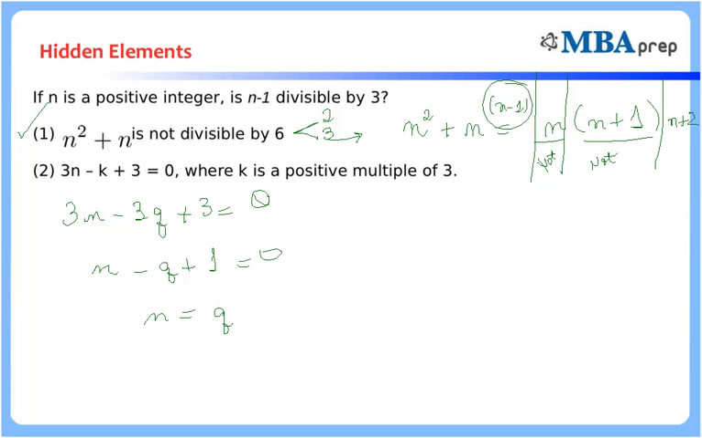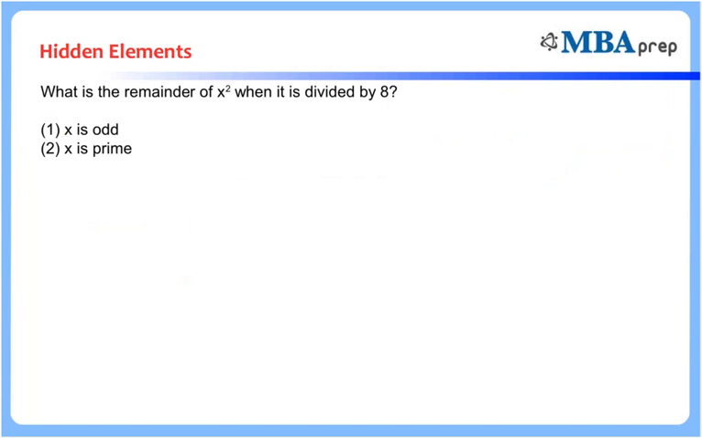So n is a given number minus 1, not enough. What's the remainder of x squared when it's divided by 8? X is odd, so x could be written as (2q plus 1) squared, which is 4q squared plus 4q plus 1. Then I might use this.